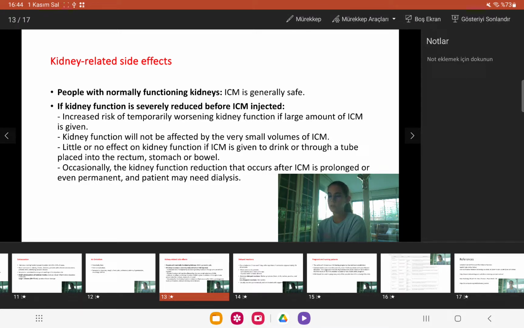Small volumes of ICM do not affect the kidney function, and again, there is little or no effect on kidney function if ICM is given to drink or through a tube.